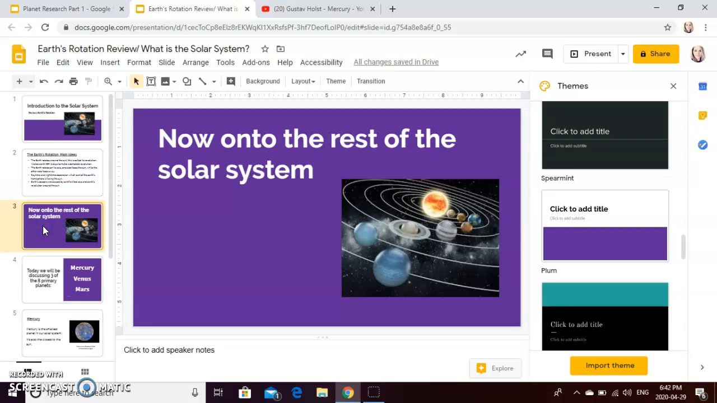Now we're going to move on to the rest of the solar system. For many centuries, people have observed objects other than the moon moving in the night sky. They noticed that some of these bright, star-like objects changed position from night to night. Over the course of about 200 years, people began to understand what was happening.